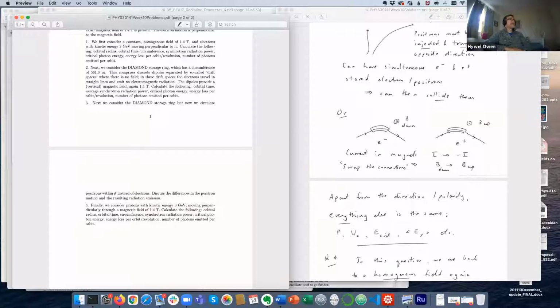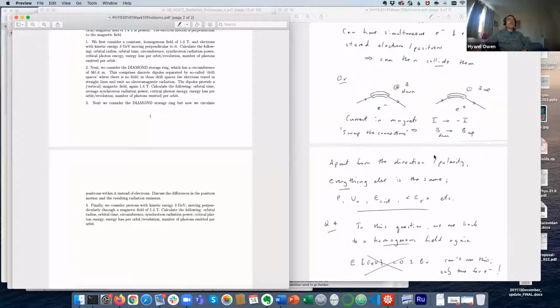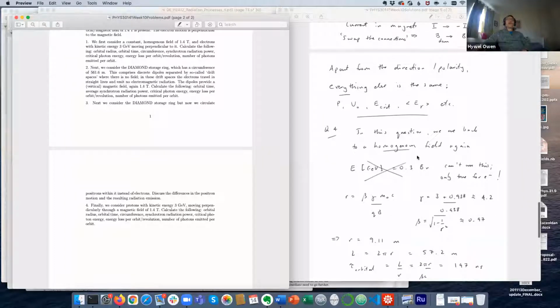Okay. So our last question, we're going to go back to protons. We'll go back to looking at a homogeneous field again. So we're going through a homogeneous field of 1.4 Tesla, and we're being asked again to calculate the same things: orbital radius, orbital time, and so on.